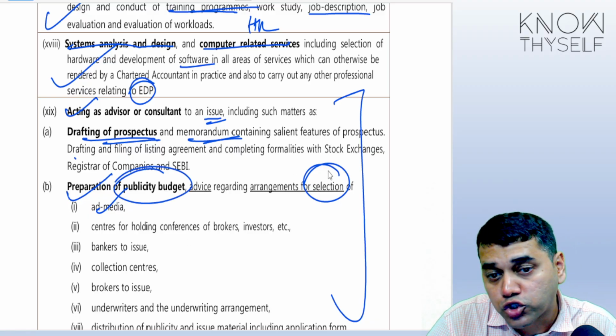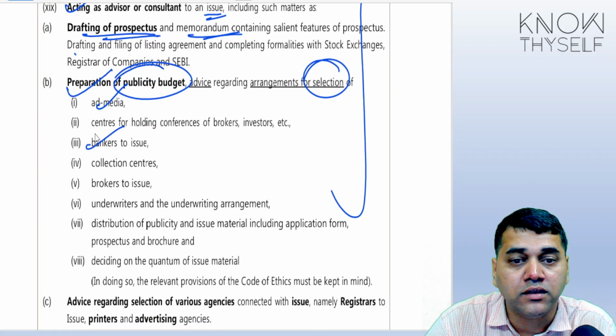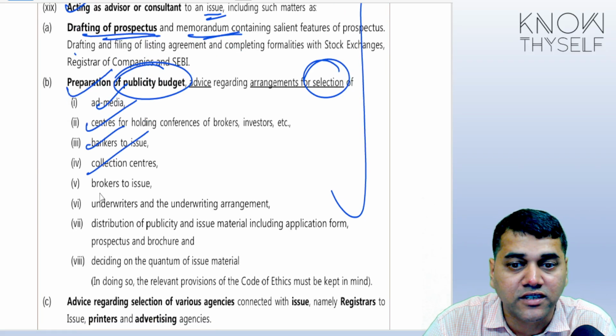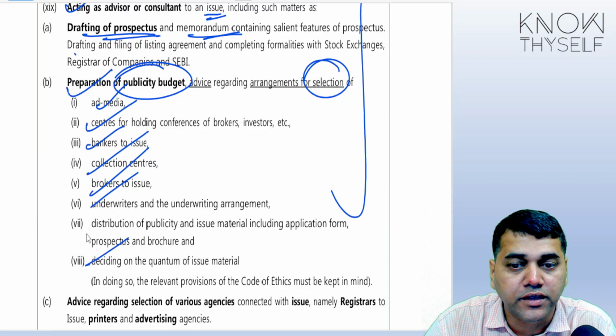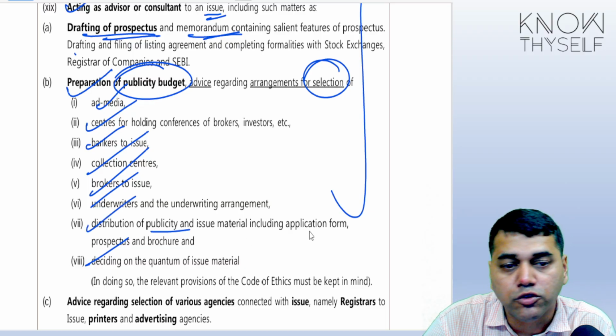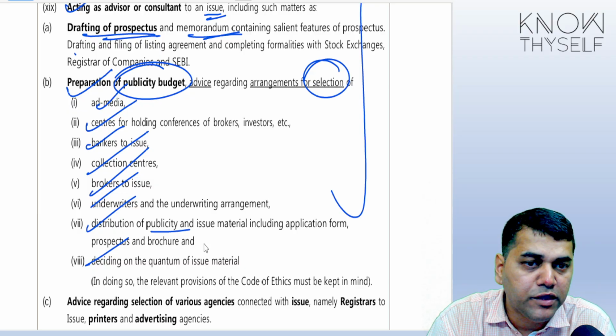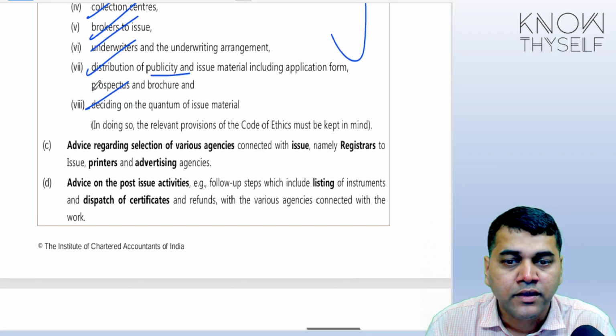And you can tell them who should be that ad media, who should be the banker, who should be the broker, collection centers, brokers to issue, underwriters, quantum of the issue of the material. Okay, so distribution of the publicity material, including application forms. So you can be involved in all these activities.